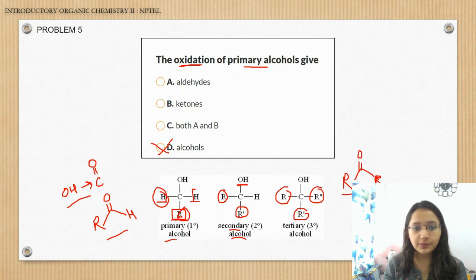This primary alcohol after oxidation will give you an aldehyde, whereas a secondary alcohol will give you a ketone because of the presence of two alkyl groups, right? So they are asking in the question: after oxidation of the primary alcohol, what are we getting? Aldehyde, ketone, or both? So what is the answer according to you?